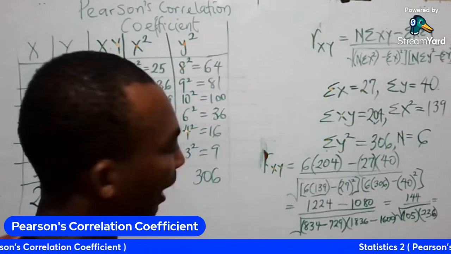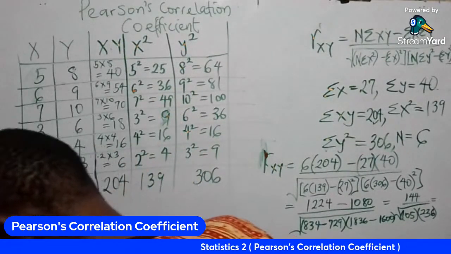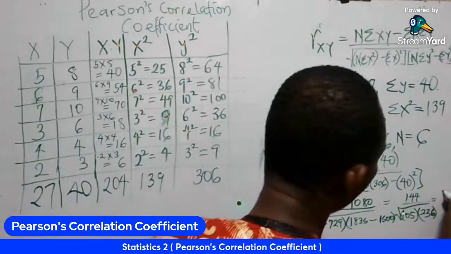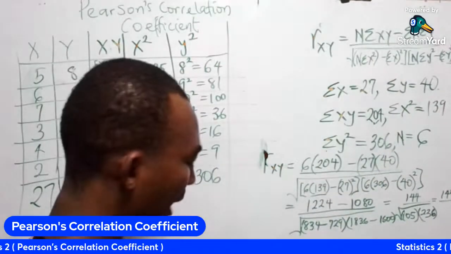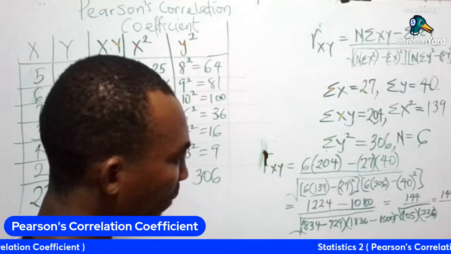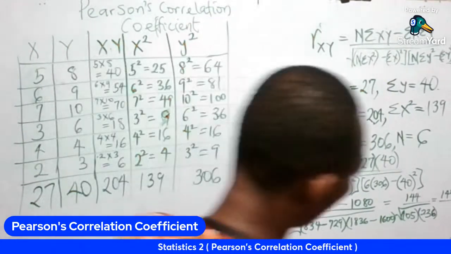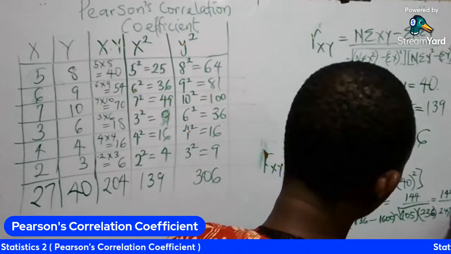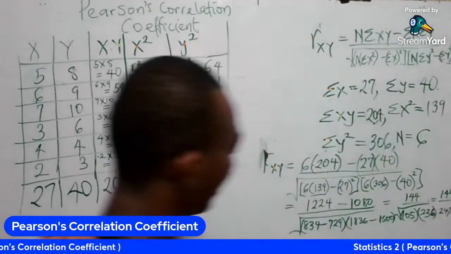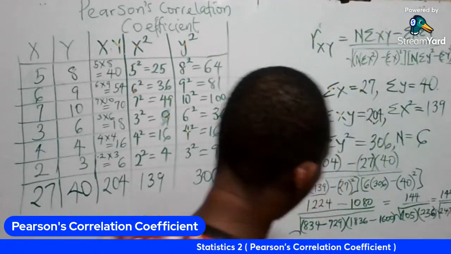So what we now do is multiply this together. So that will be 144 everything over. Can we multiply the two together now? That's 105 multiplied by 236, and that will give us 24,780. So don't forget there is a square here. You have to square it.